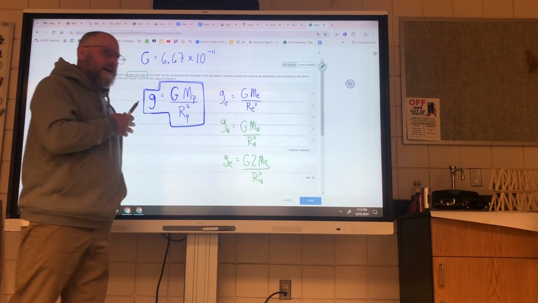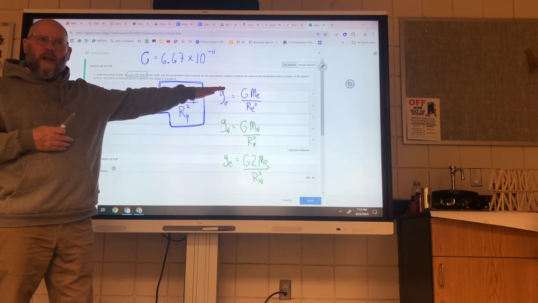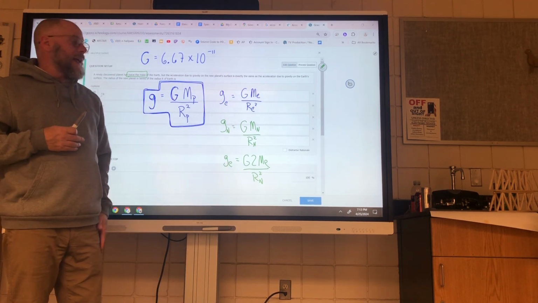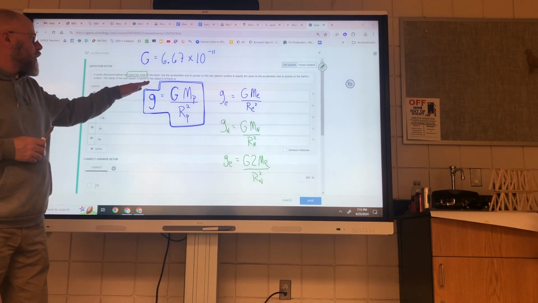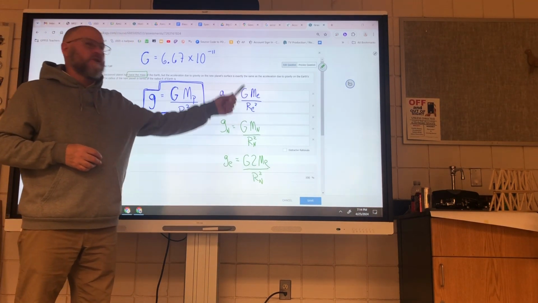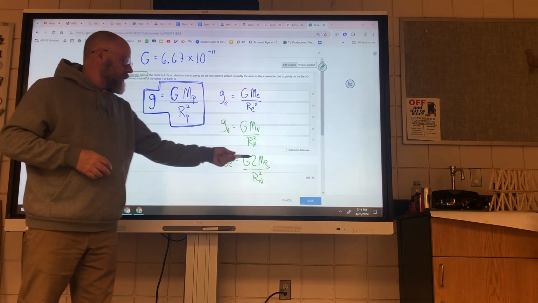So since this is Ge and this is Ge, I could basically just set these two things equal to each other. I need to know the radius, because the problem gives the radius of the new planet in terms of the radius of Earth. So I need to get an expression that says Rn in terms of Re. Does that make sense? This is Ge, this is Ge.